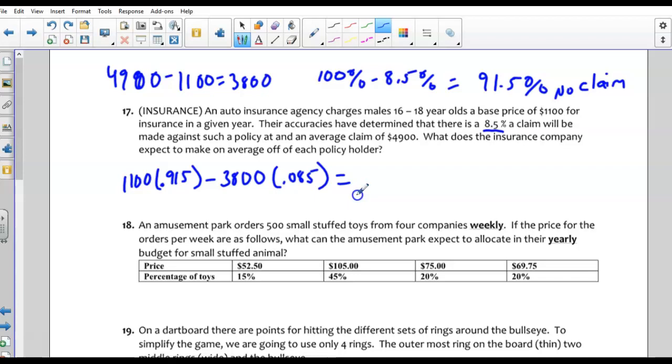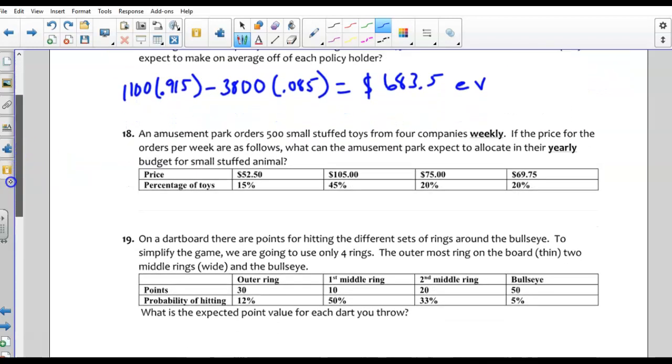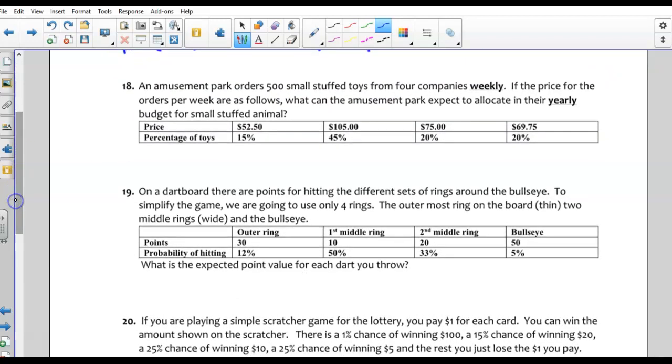So what we do is we multiply that, and that is going to give us $683.05. This is the expected value on average that the insurance company stands to make off a 16 to 18-year-old policyholder. All right, we're almost there.